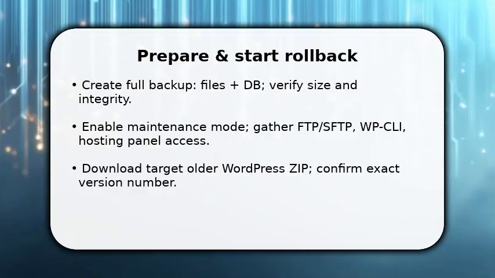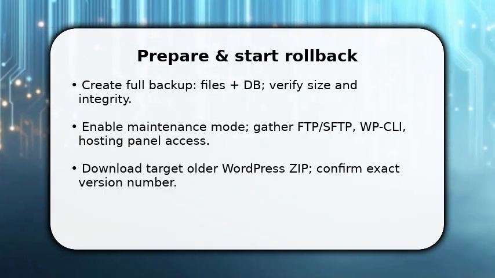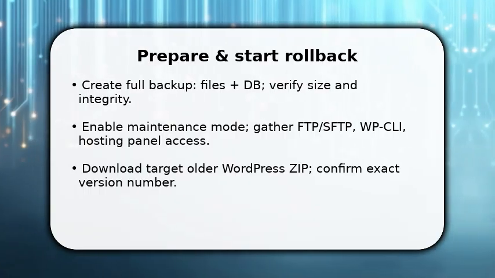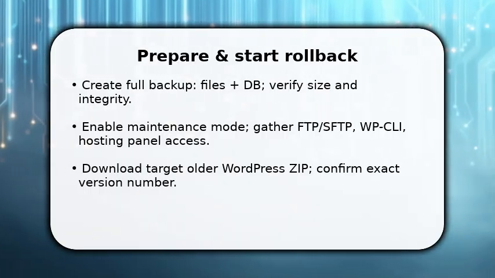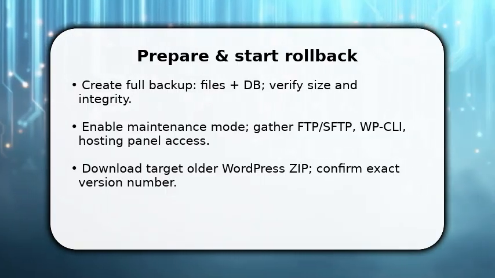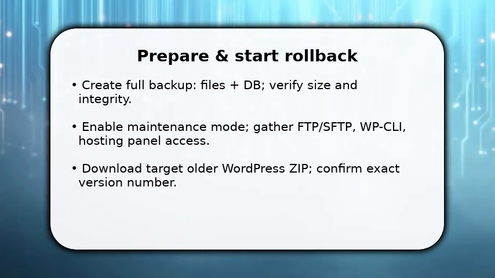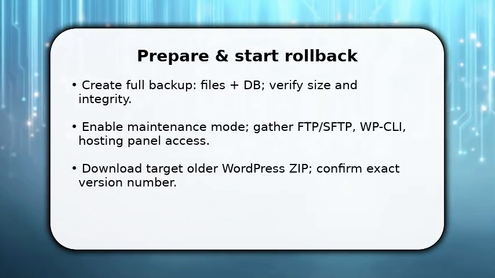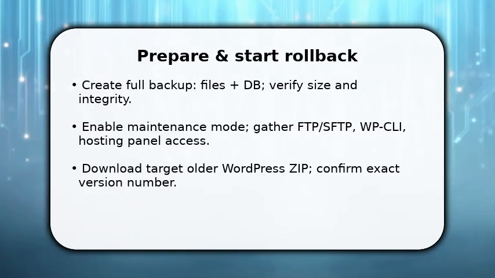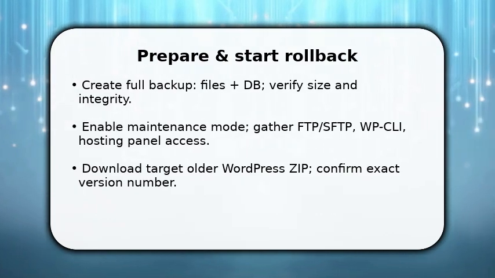Enjoy the video. You begin by securing a full site backup, files and database, and verifying it restored cleanly on a local or staging environment. Once done, put the live site in maintenance mode and collect FTP/SFTP or hosting control panel credentials plus WP-CLI access. Next, download the specific older WordPress package you want to use. Make sure the version matches plugin and theme compatibility notes. These steps prevent data loss and let you test before touching production.